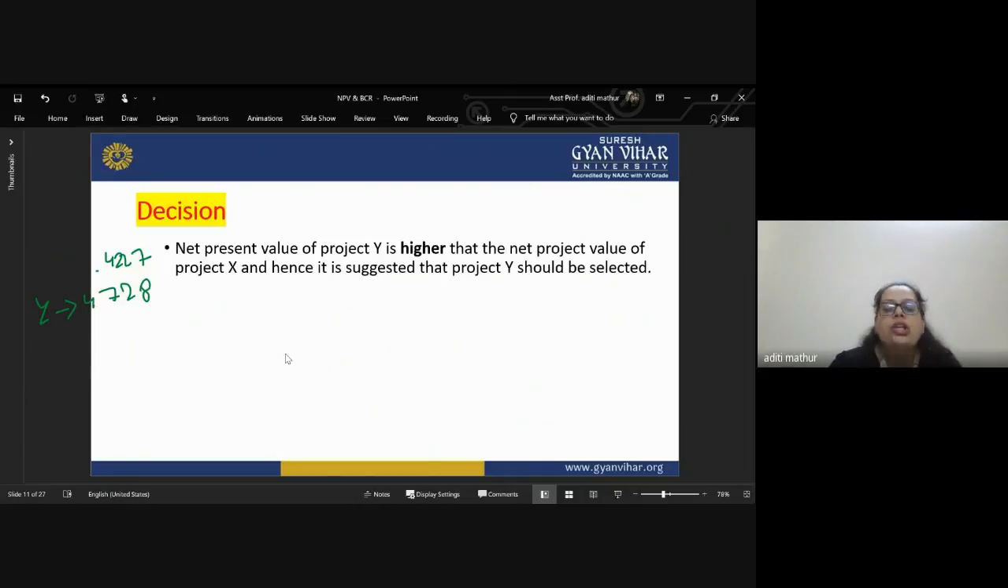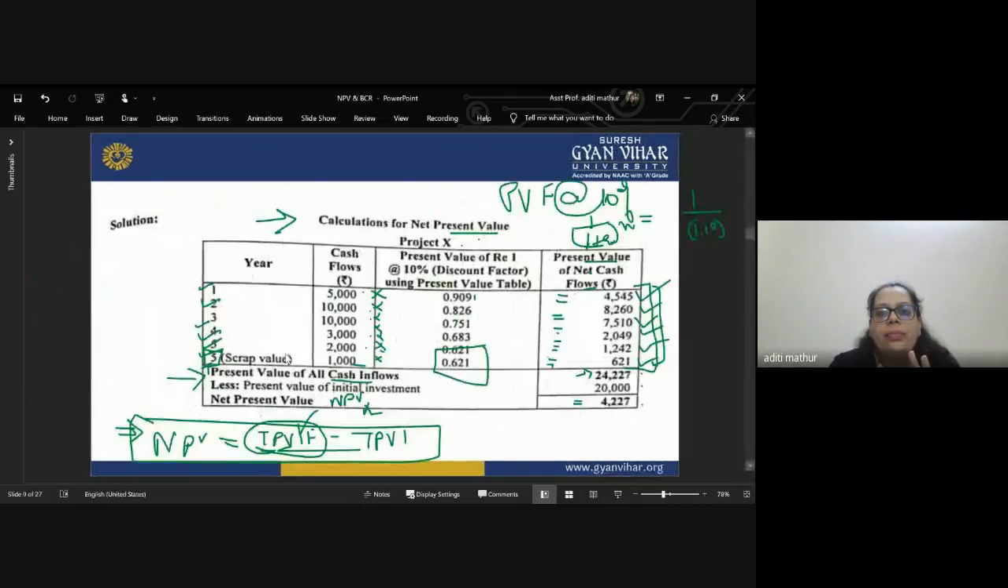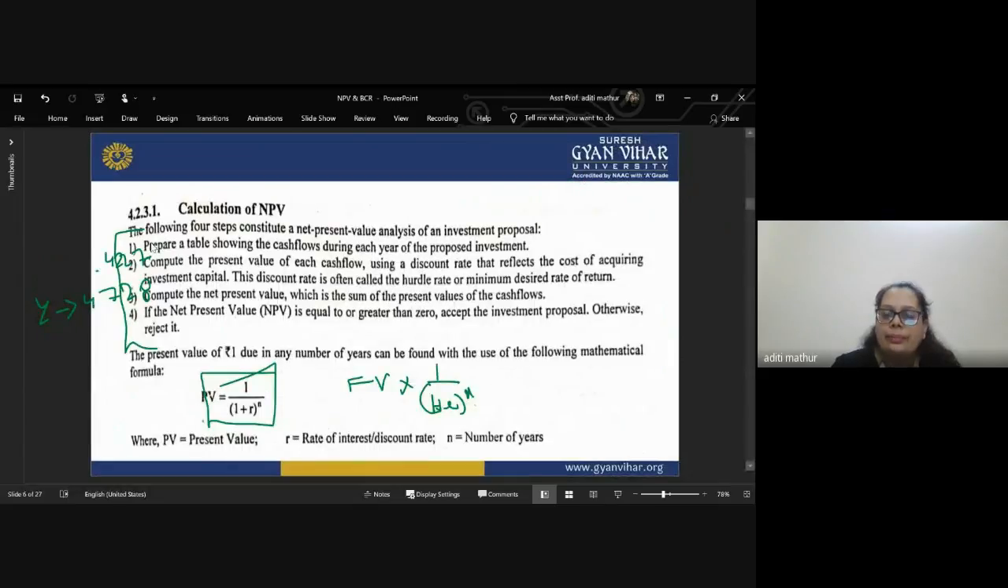It carries marks. So let us have a quick recap on the NPV method with the help of those steps. I told you we have these steps for the revision. So let us go back and revise what we have done in the calculations of your NPV analysis. Step number 1: prepare a table showing the cash flows during each year of the proposed investment. Step 2: compute the present value of each cash flow using the discount rate that reflects the cost of acquiring investment capital. The discount rate is often known as the hurdle rate or the minimum desired rate of return. You know the different names of the discount rate.